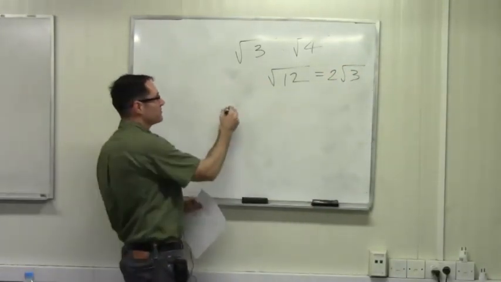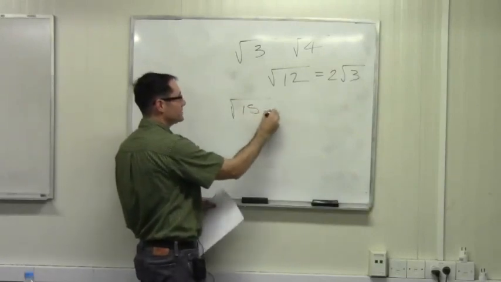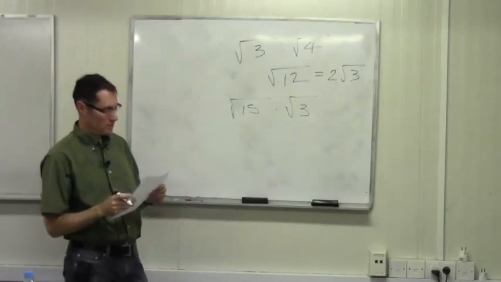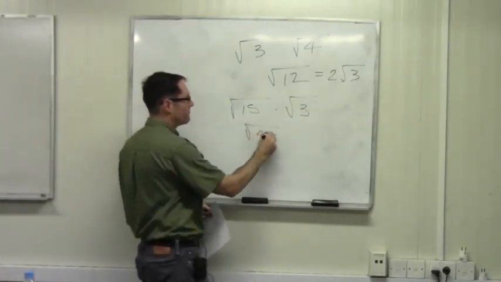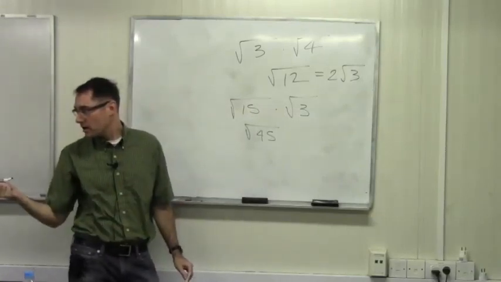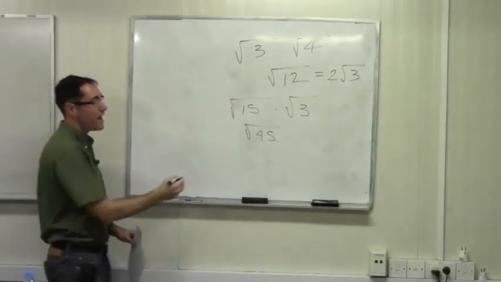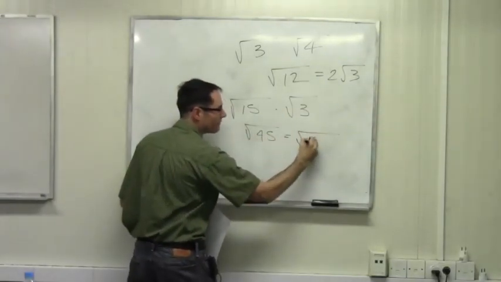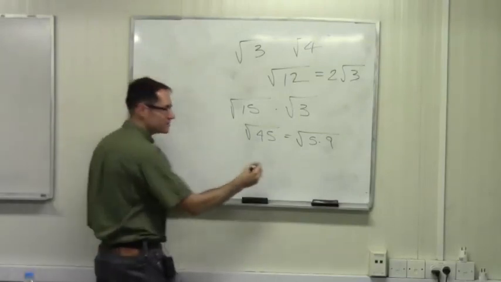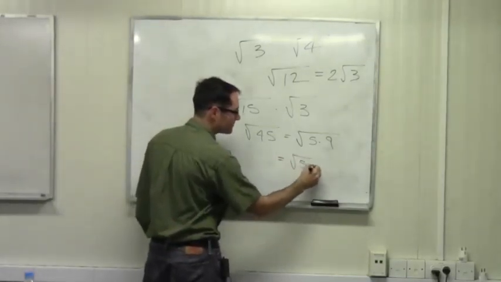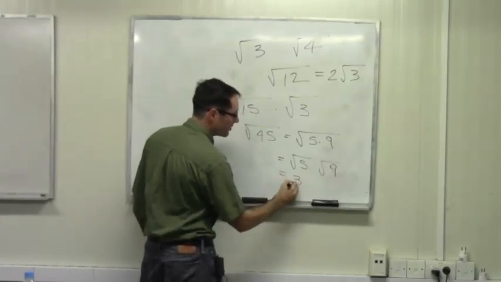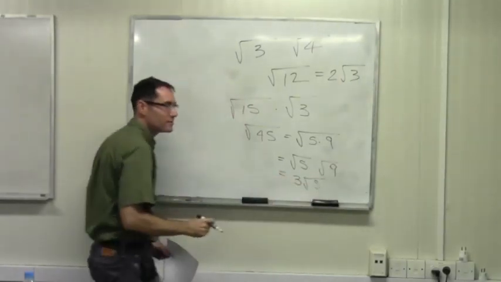How about square root of 15 times the square root of 3? Square root of 45. Can we reduce that? How are we going to reduce that? Yeah, this is going to be equal to the square root of 5 times 9. Which one of those is a perfect square? 9 is. Equals square root of 5 times the square root of 9 equals 3 times the square root of 5.